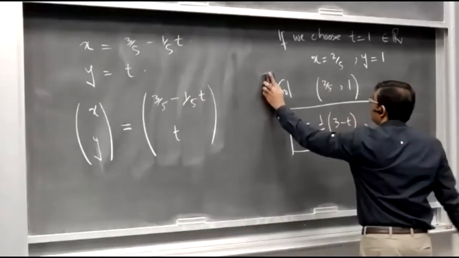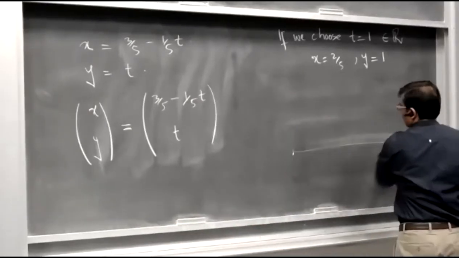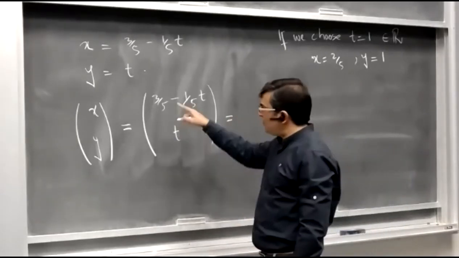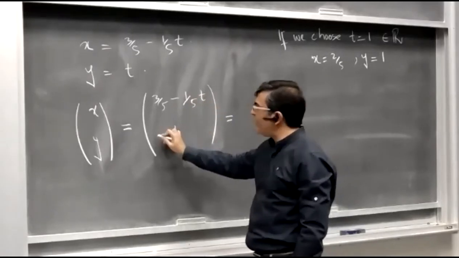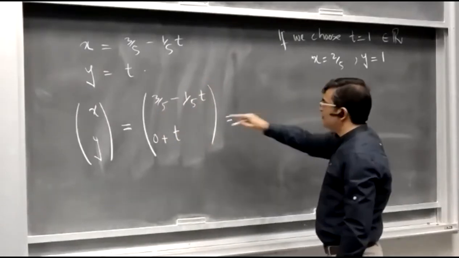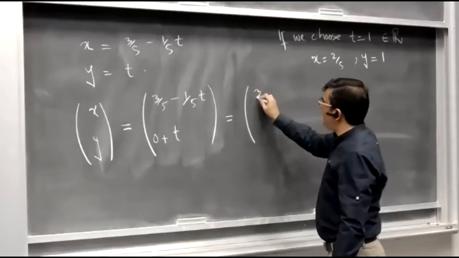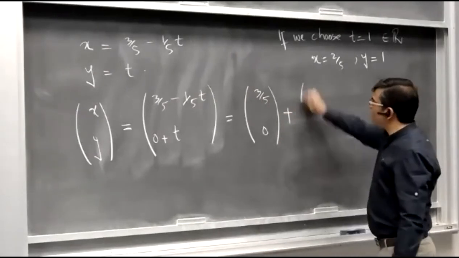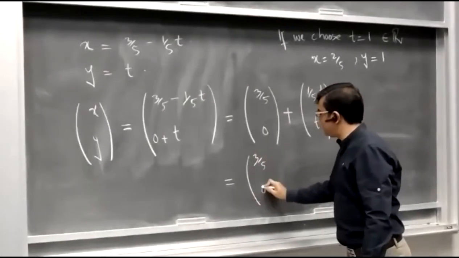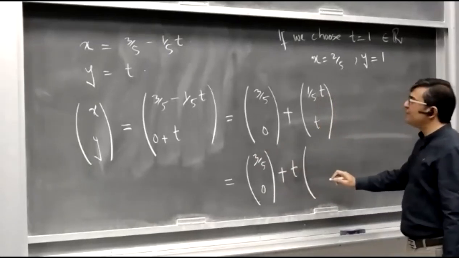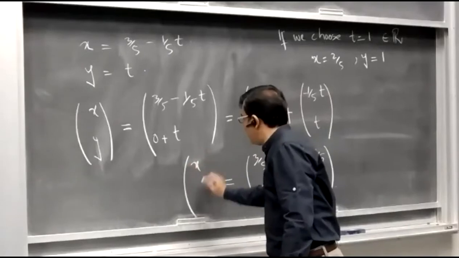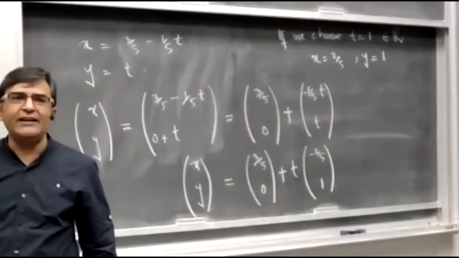Now, you can further write the solution. We can take t as common. Now, we cannot take t common from here. We can write here 0 plus t. Now, you have to separate the constant terms, and you have to separate the terms which involve t. So we can separate these two vectors: 3 by 5, 0, plus 1 by 5 t, and then t. And further, this can be written as 3 by 5, 0, plus t common, times, so you have a minus, minus 1 by 5 and 1. So this is how you can write the solution for the given linear system in a parametric form.